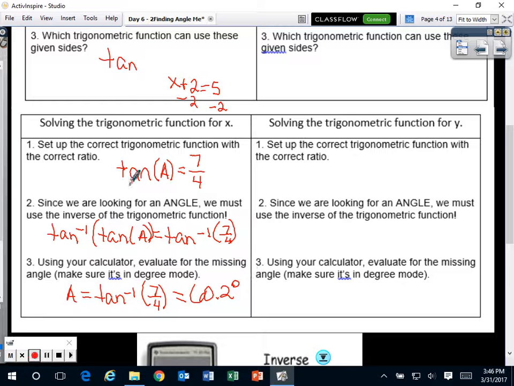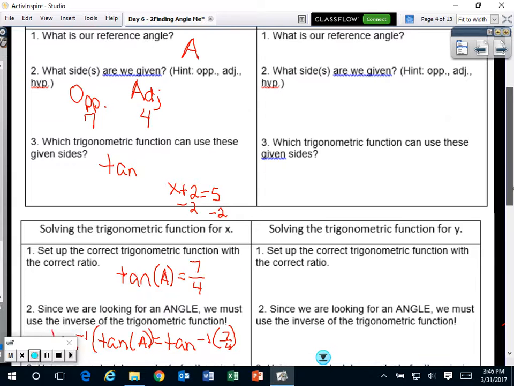So basically, you just got to set up this tangent function and then get A by itself by doing the opposite of tangent. Opposite of tangent is tangent inverse. Whatever you do to one side, you got to do to the other. So the tangent inverse cancels out the tangent. We're left with A. A equals the tangent inverse of 7/4. Type in your calculator, and you're good to go. You got your answer. So let's go do the same thing for angle B.